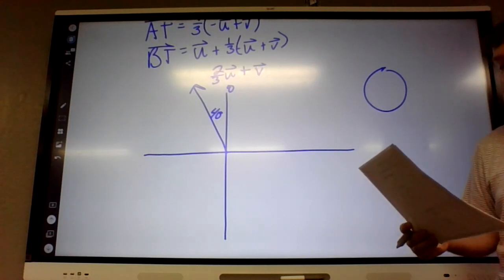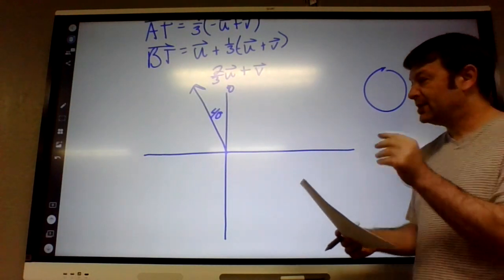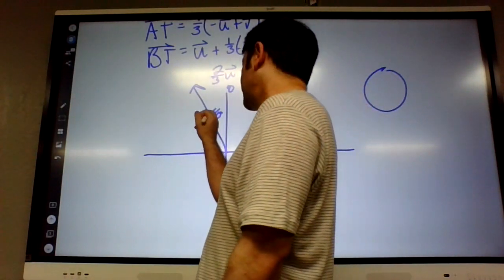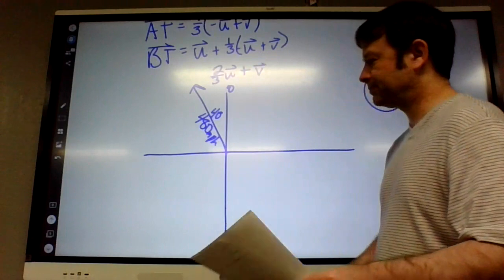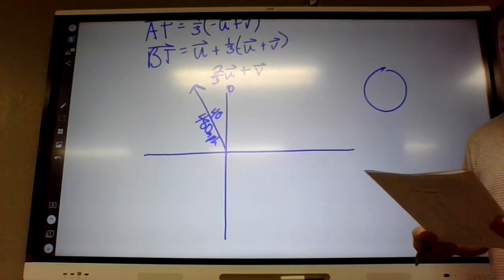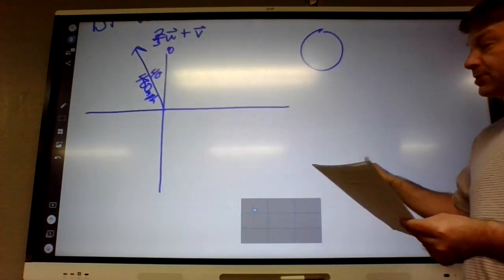A plane is on a course 320 degrees at a speed of 480. So the speed would be like the magnitude. That's how long the vector is: 480 miles per hour. What are the north-south and east-west components?